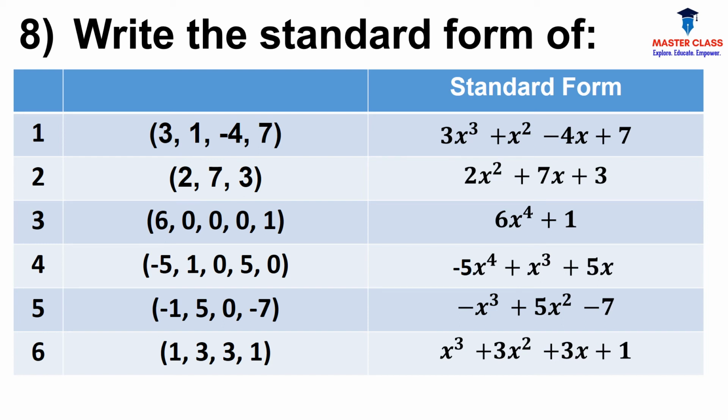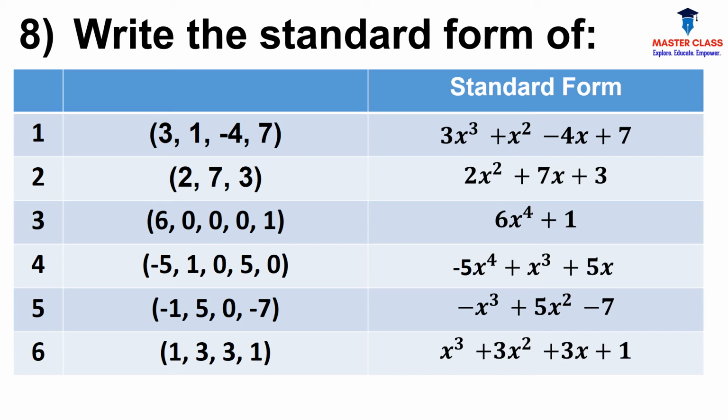The polynomial minus 1, 5, 0, minus 7 must be written as minus x raised to 3 plus 5x squared minus 7 to make it in standard form. The last polynomial given is 1, 3, 3, 1. This must be written as x cubed plus 3x squared plus 3x plus 1 to make it in standard form.